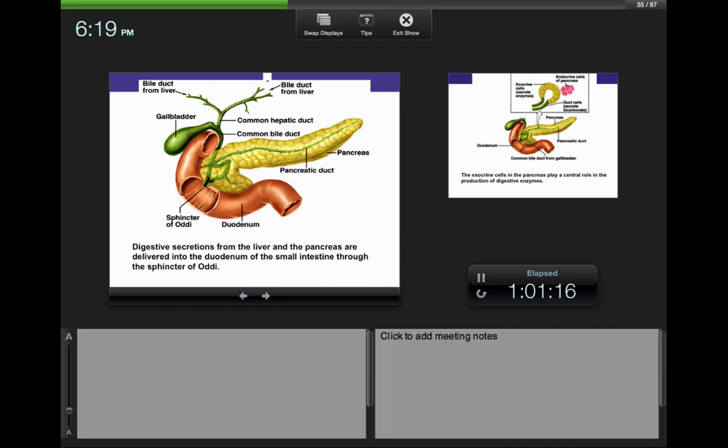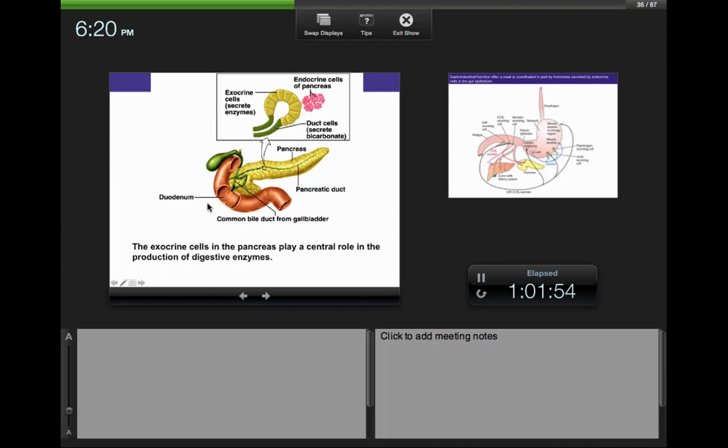Pretty easy though. I forgot to mention that CCK also relaxes the sphincter of Oddi. So CCK not only causes the gallbladder to contract, increasing the amount of lipases that are released from the pancreas, but also causes the sphincter of Oddi to relax. You can see this is a common duct between the pancreas and the gallbladder. That's the common gateway. There's a common bile and pancreatic duct.